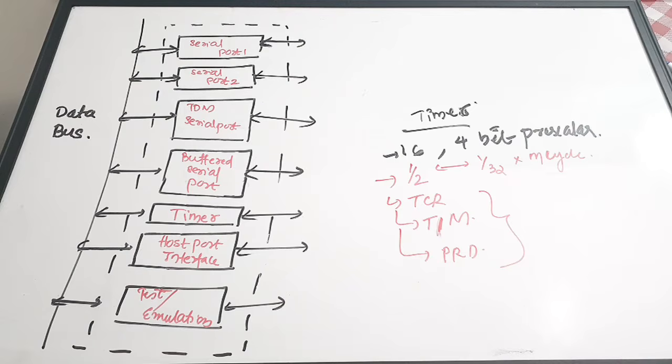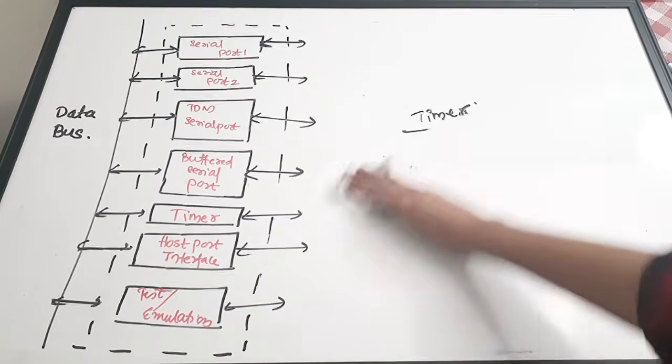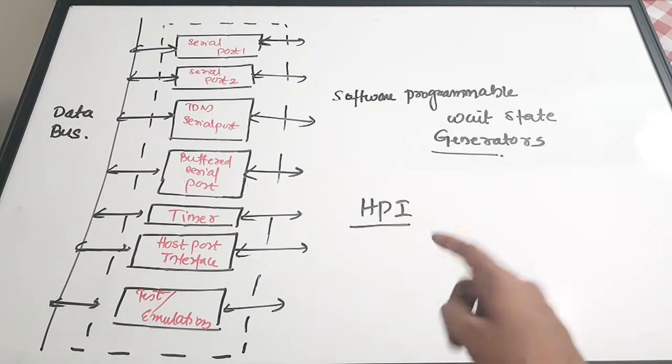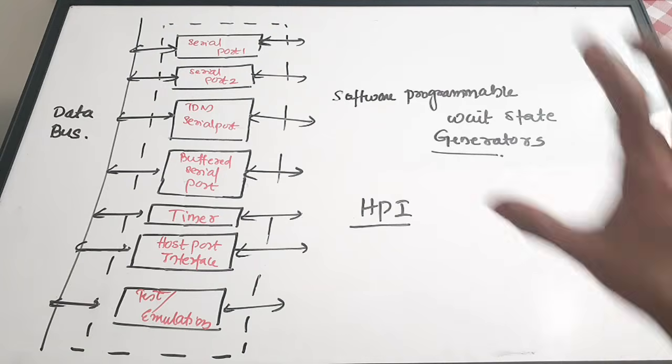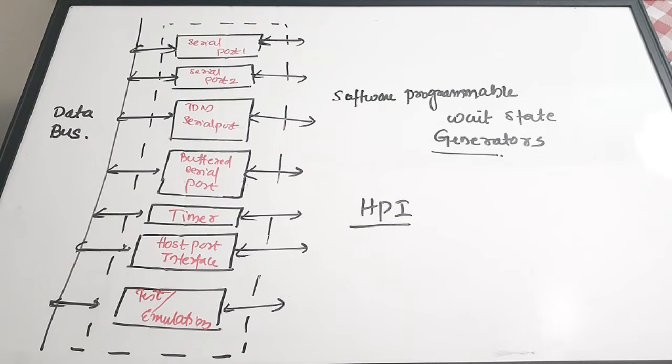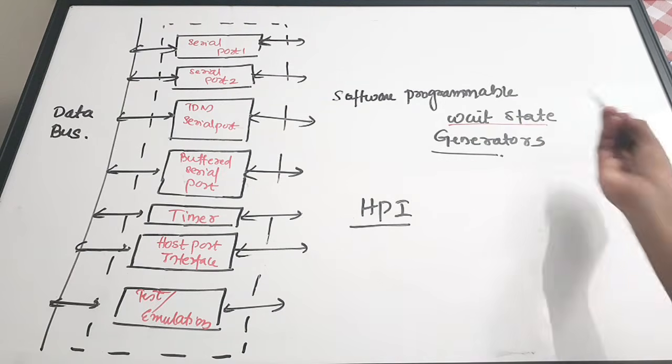Now moving on to the next one, which is actually not given in this diagram, but I have explained: software programmable wait state generators and HPI, which is the host port interface. This software programmable wait state generator is not drawn here, but you should know it. So why are these software programmable wait state generators used? These are nothing but the wait state generators.